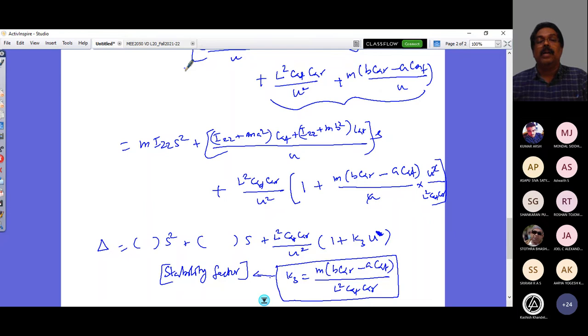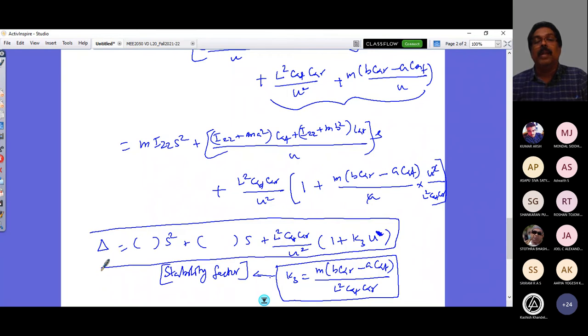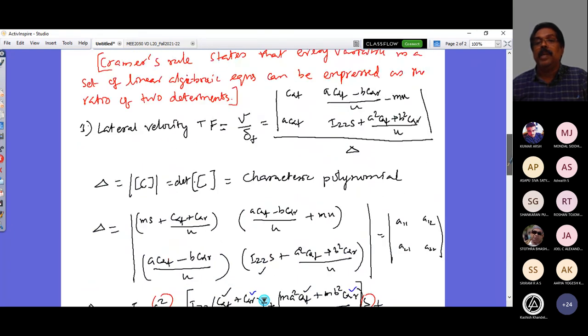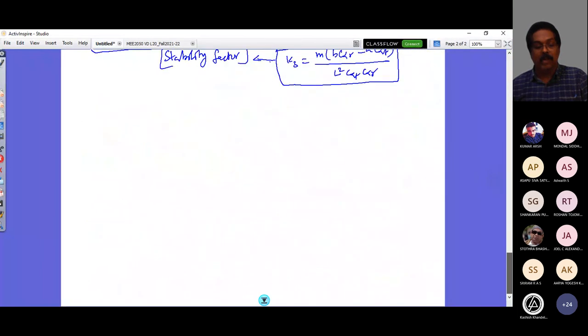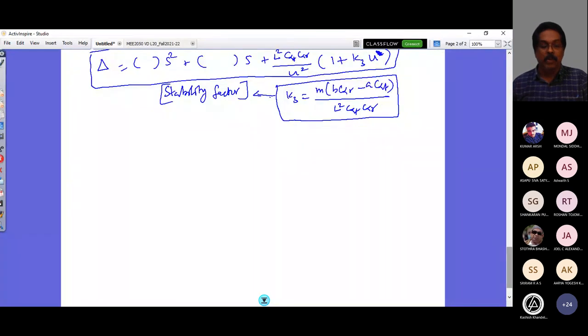And this is now my delta. I have got my delta, which is the characteristic polynomial. And I can find my numerator polynomial from here and substitute that. So the ratio of two polynomials is what is called a transfer function. This is the lateral velocity transfer function. I think you would be able to do that quickly and see what terms come. I would make you do the yaw velocity transfer function as homework, and those two transfer functions are what I'm going to take further to explain in our class.